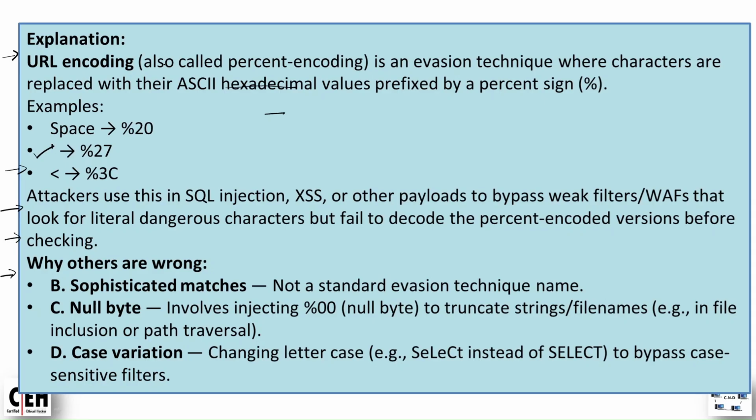And the explanation is, so URL encoding, also called percent encoding, is an evasion technique where characters are replaced with their ASCII hexadecimal values prefixed by a % sign. For example, space by %20 and so on. So these ASCII characters are replaced by a hexadecimal value and prefixed by this % sign.